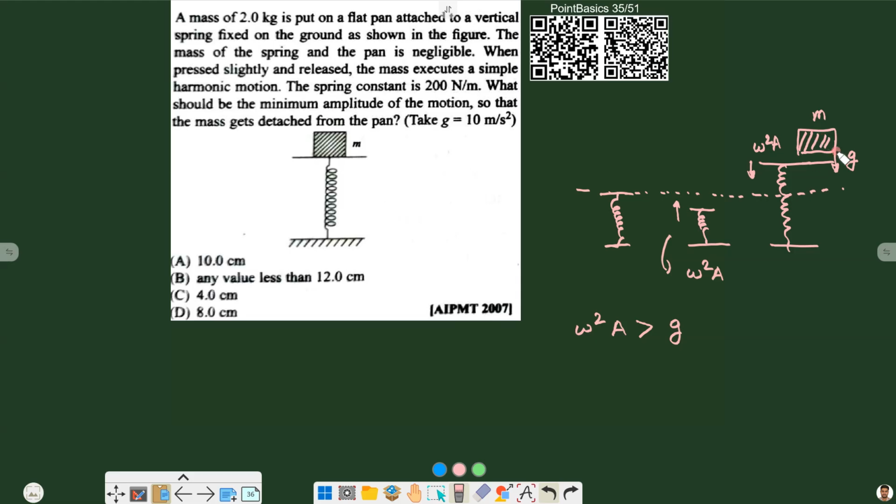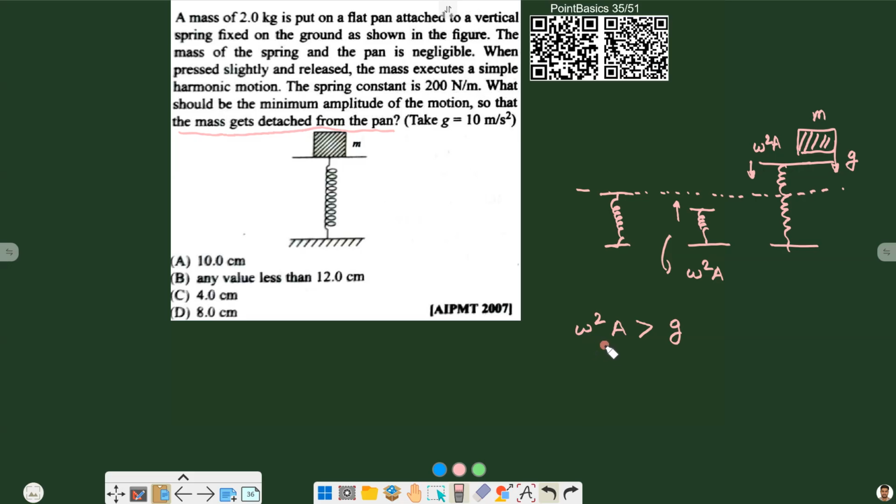the acceleration of mass m, that is g, then this pan will go faster downward as compared to this mass, and the mass will get detached from this pan. So we just have to solve this equation, that omega square A is greater than g, and then the situation that the mass gets detached from the pan is satisfied. For this, we have to find amplitude, omega, and all other things.